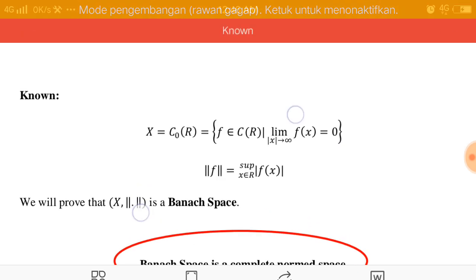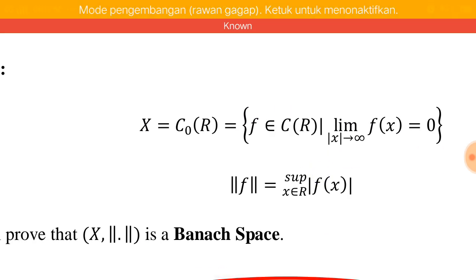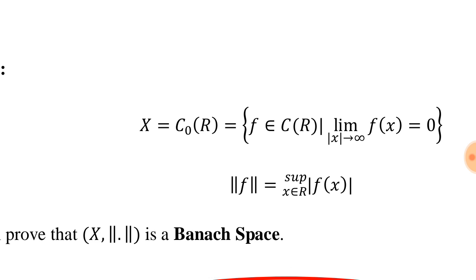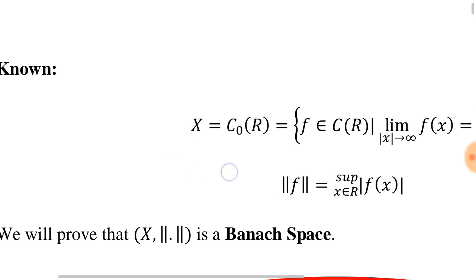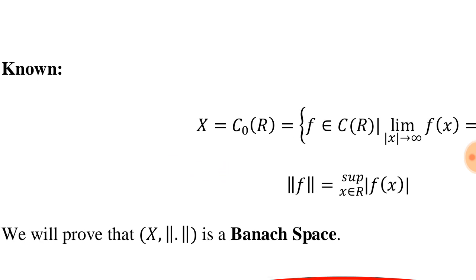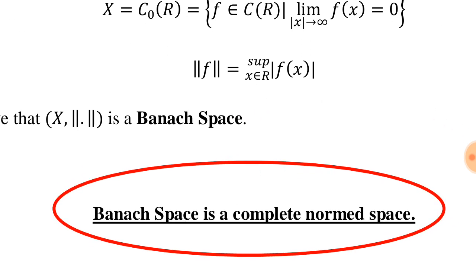I have typed the solutions right here. From the question, we already know that X is equal to C sub 0 of R and the definition of the norm of f. Now, we will prove that X with the defined norm is a Banach space. Before we show a space is a Banach space, we have to know the definition of a Banach space itself. A Banach space is a complete normed space.